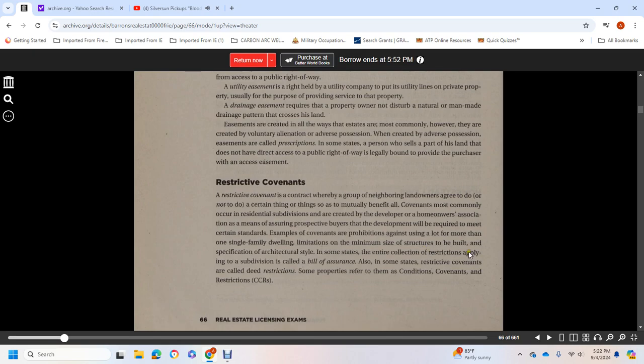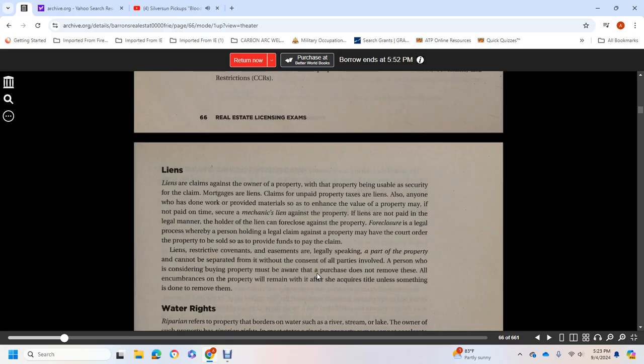In some states, the entire collection of restrictions applying to the subdivision is called the bill of assurance. Also, in some states, restrictive covenants are called deed restrictions. Some properties refer to them as conditions, covenants, and restrictions, or CC&Rs.